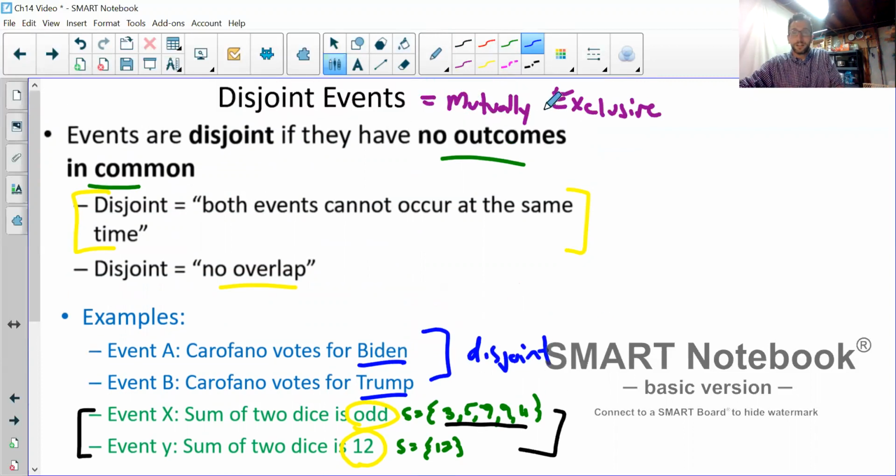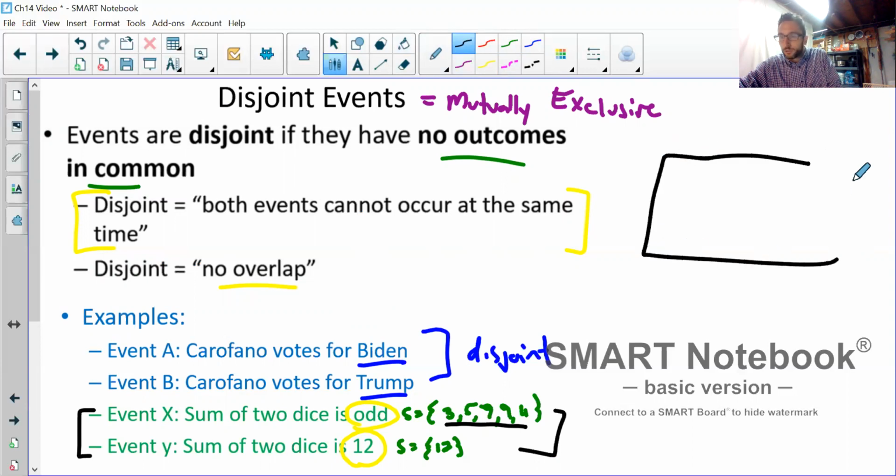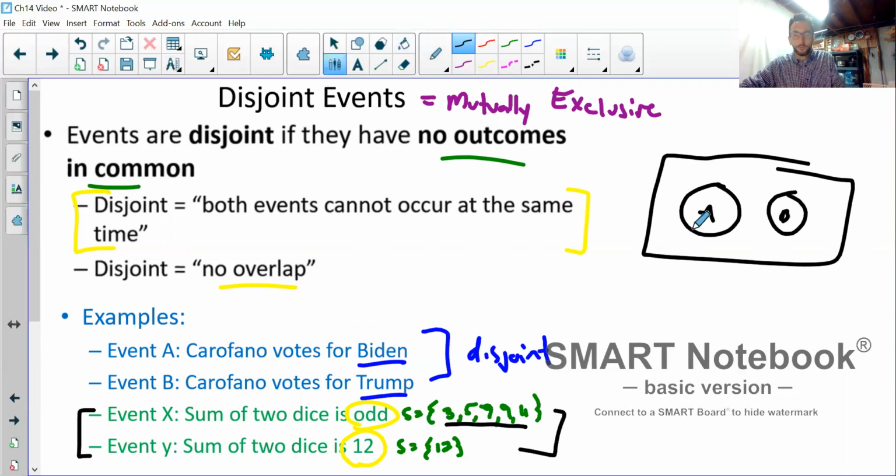So that's the idea. A common picture you see in pretty much any stat book, if you look up the word disjoint or mutually exclusive, is a definition with a Venn diagram, event A, event B. There's no overlap. There are no things in common. There's never a section where they both happen. That doesn't exist up here. They both don't happen.